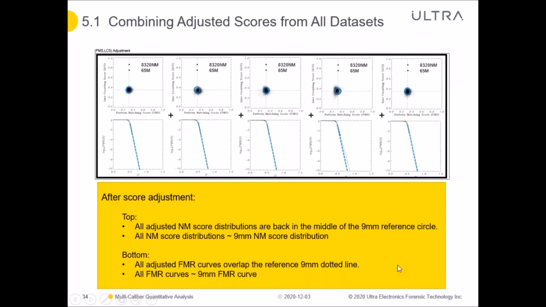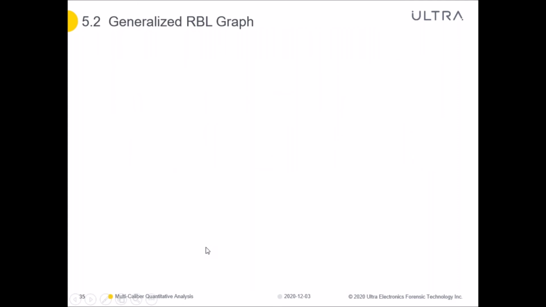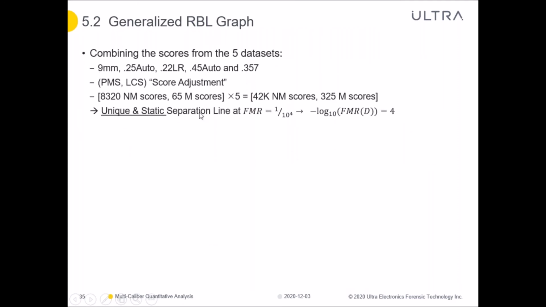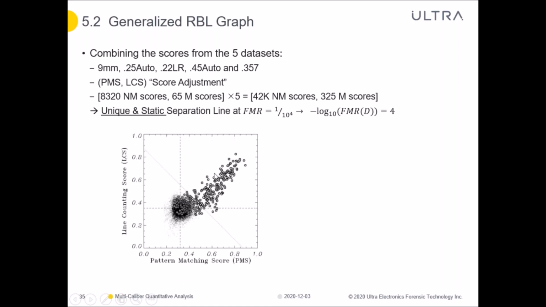So we can actually combine all the correlation score sets. At the end, we will have 5 times 8,320 non-matching scores and 5 times 65 matching scores. So after the score adjustment, we will have 42,000 non-matching scores and 325 matching scores, that we can put on a unique generalized RBL graph that provides a unique and static separation line for a false match rate of 1/10 to the 4. That is right over here.